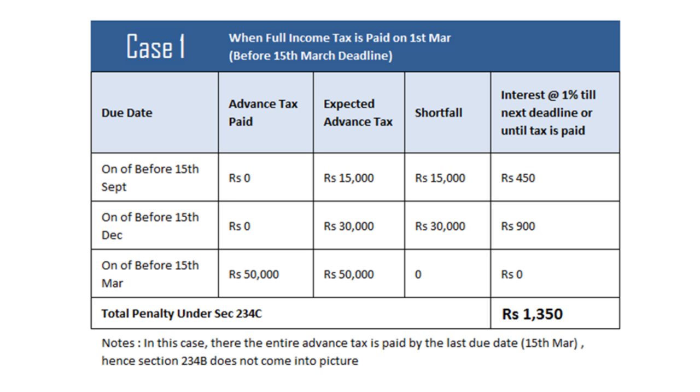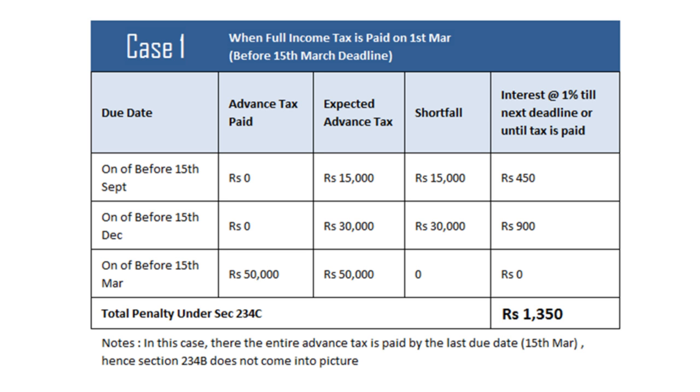So you can see rupees 0 in that column, advance tax paid, and the expected advance tax was 30,000 rupees because you had learned just now that 60% tax has to be paid by the second installment. So 60% of his 50,000 rupees tax is 30,000 rupees. Now again the shortfall is 30,000 rupees, and if you calculate the interest it comes to 900 rupees.